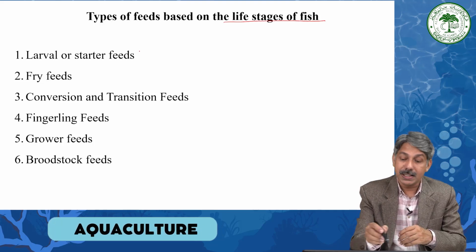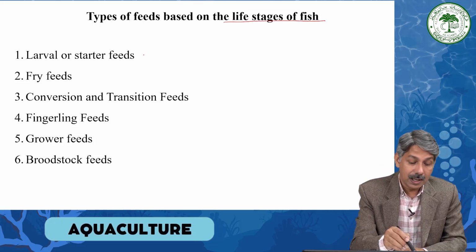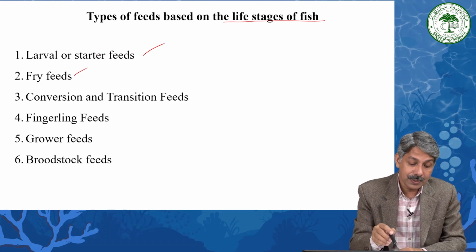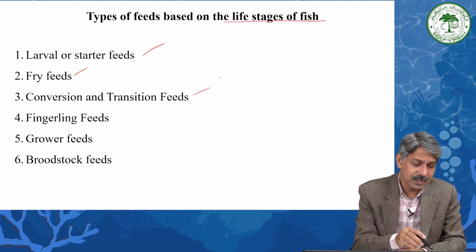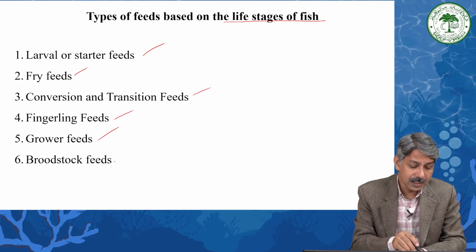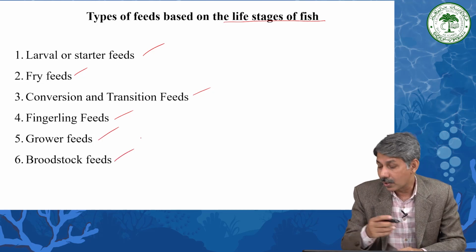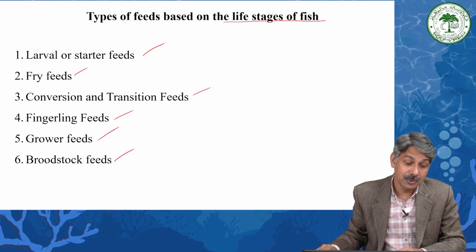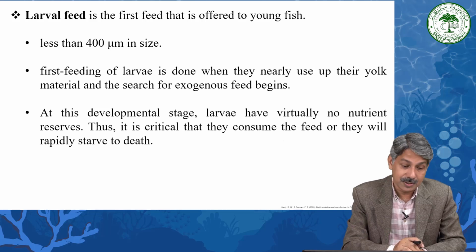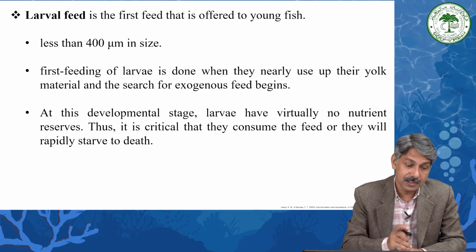So based on the life stages, we have larval or starter feeds, fry feeds, transitional or conversion and transition feed, fingerling feeds, grower feed, and broodstock feed, in order to meet the nutrient requirements of specific life stages. One by one we can discuss here.